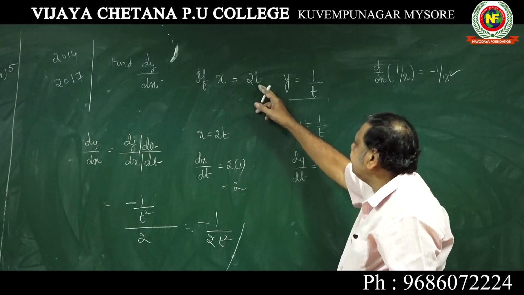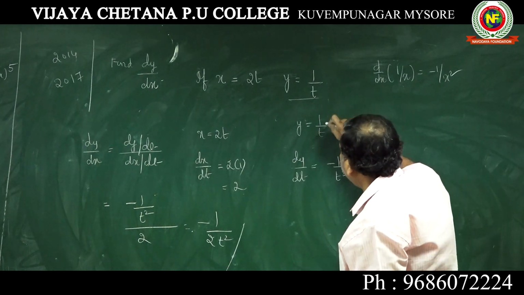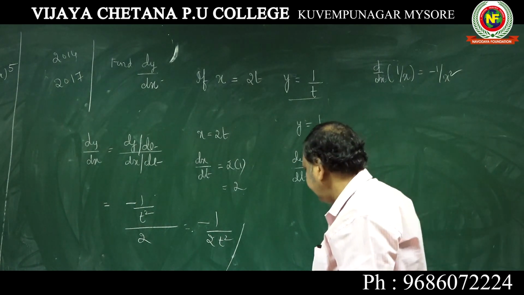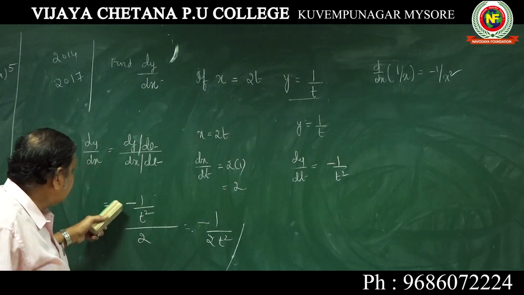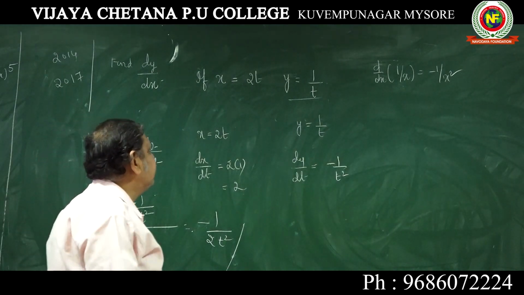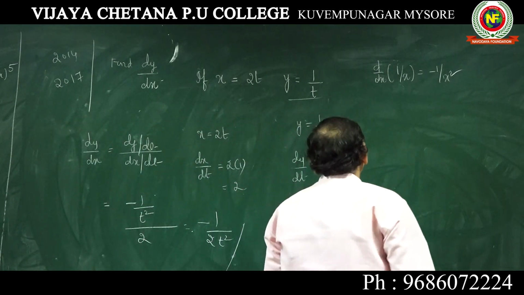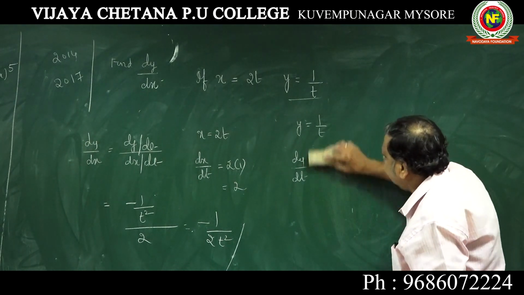Understood? x equal to 2t, I differentiated, 2 into 1; dy by dt is minus 1 by t square, or it is minus 1 by t square by 2, or it is minus 1 by 2t square is the answer. One more we will do, and then I will give you some problems for your homework.